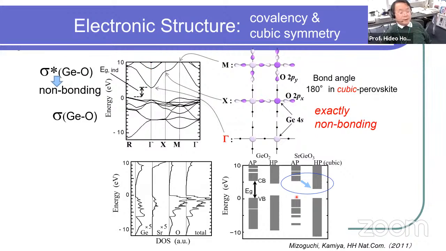Okay, so this is the band lineup of various germanium oxides and strontium germanate, at the bottom of the conduction band. The electron affinity of the cubic perovskite is very deep. That's why we expect that we can dope electrons following our doping window.